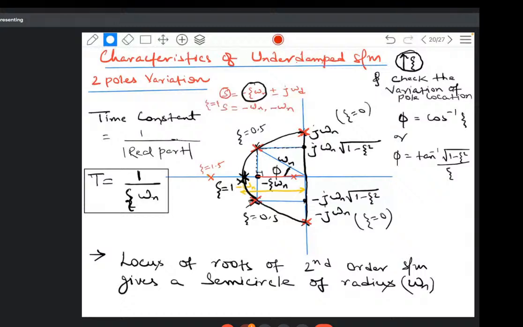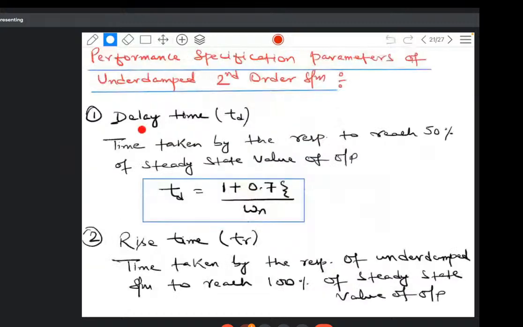So it means that it reaches there in the first attempt. Okay. Delay time means how much time a system response takes to reach 50% of the steady state value of output at the first attempt, and this is represented as TD equal to (1 plus 0.7 zeta) by omega n.